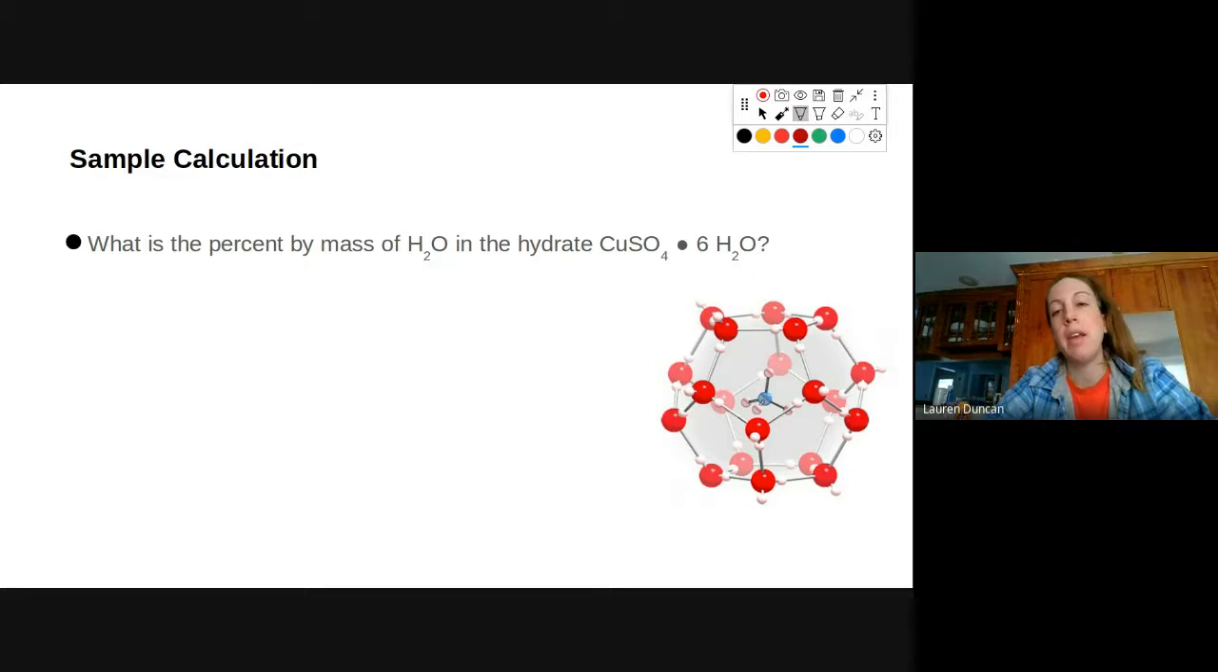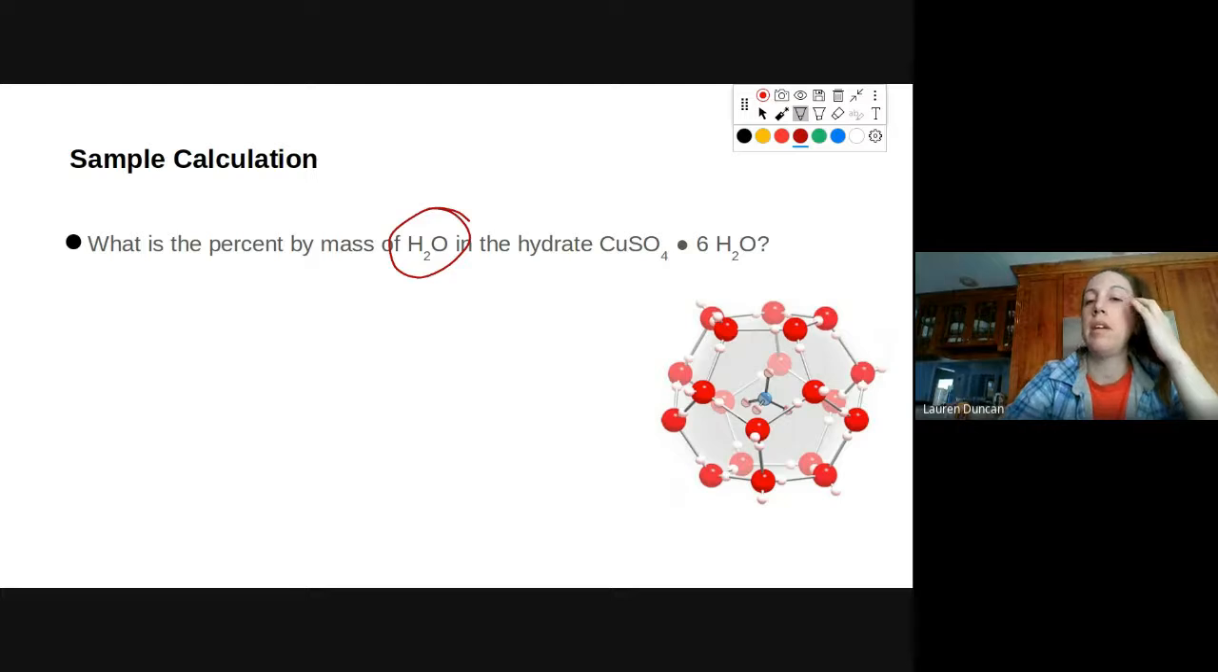All right. There's a few ways to set something like this up. I'm going to recommend you consider setting it up the way I'm going to show you because it'll just make it easier to see. You'll see what I mean in a second. All right. So I want to know the percent by mass of water in this hydrate.